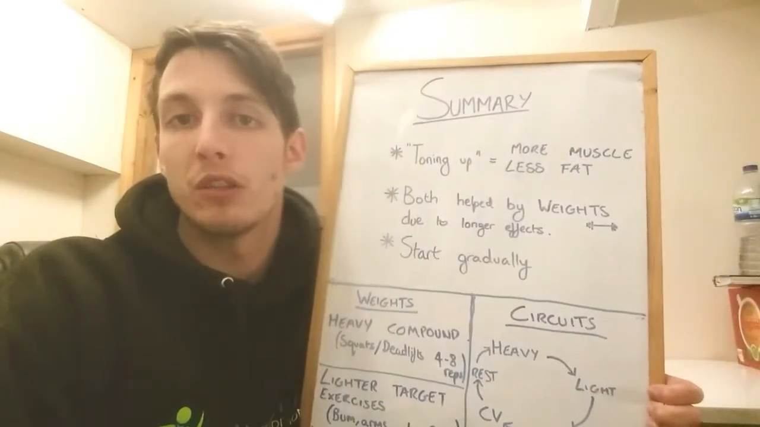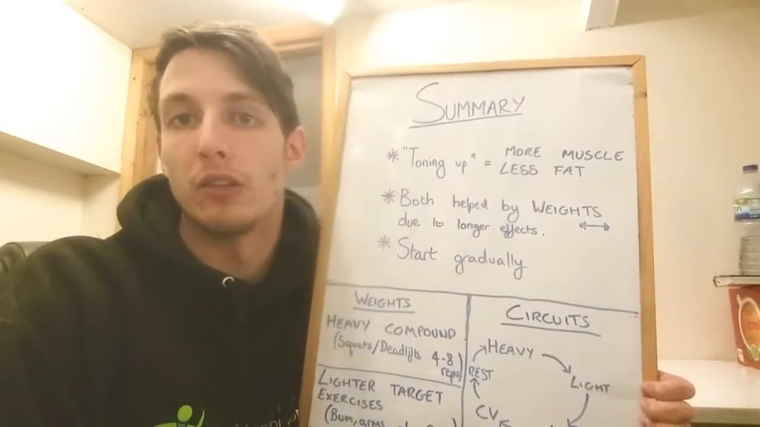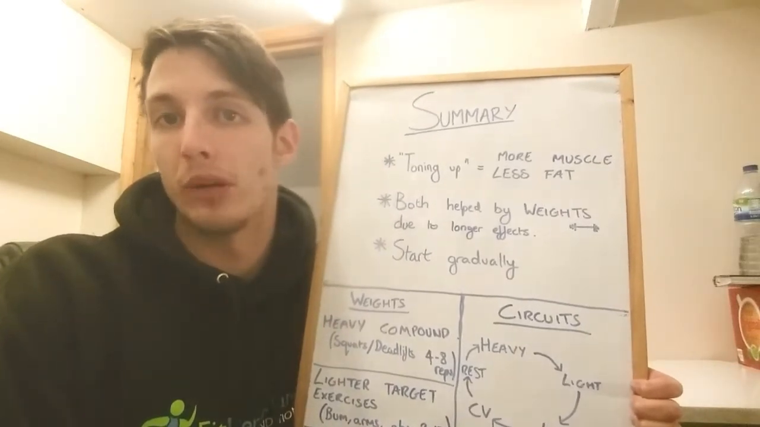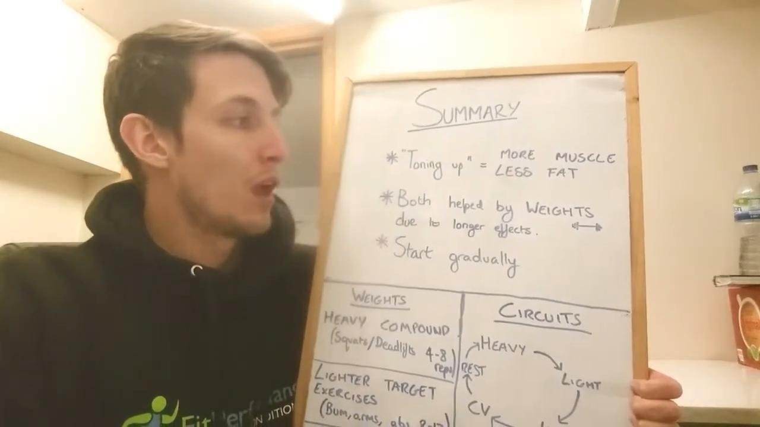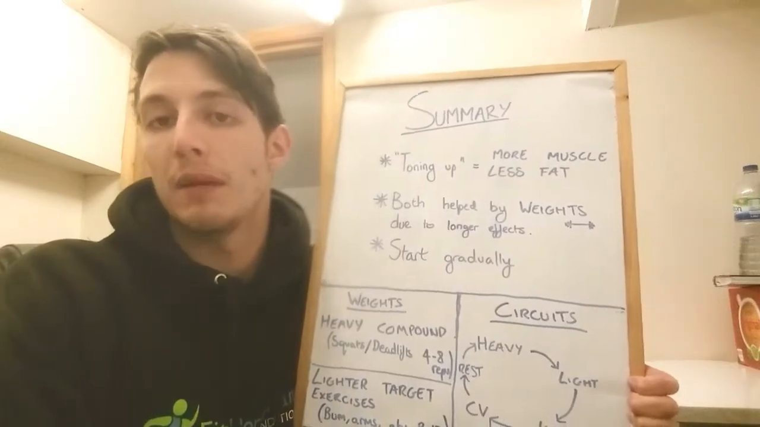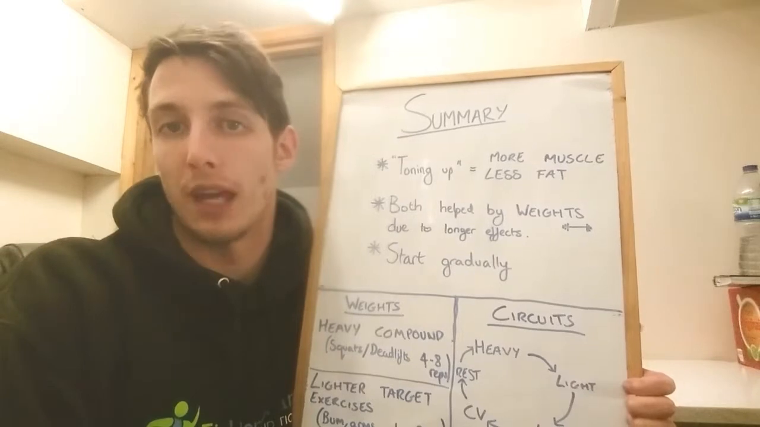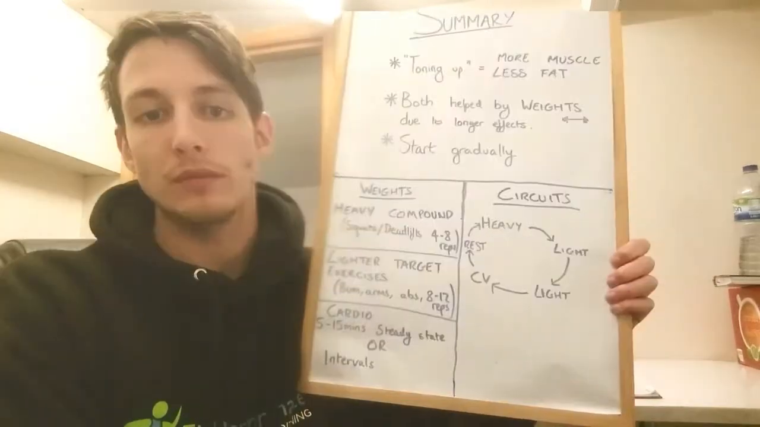So in summary, as much as a lot of people don't want to put on muscle when they're doing their training to tone up, it does involve having more muscle and less fat. That is the simple explanation for what muscle tone is. Both reducing fat and gaining muscle are benefited by weights, whereas obviously when you just do cardio, the main thing you're going to do is burn calories and maybe drop a bit of fat.